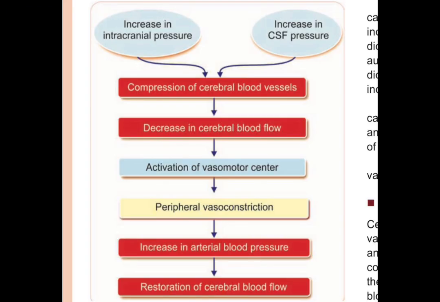So the body protects itself, especially the brain, by the Cushing reflex, by stimulating the vasomotor center and the cardio-accelerating center to do what? To vasoconstrict the blood vessel and restore blood flow.